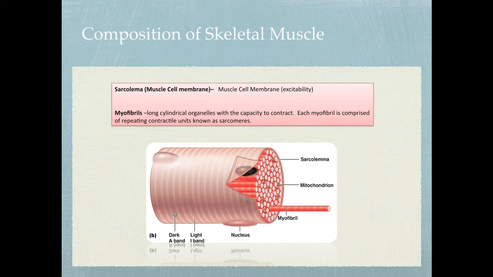Now, if you look within a muscle cell, you can see that it has several of these organelles, which are called myofibrils. You see the myofibril down to the lower mid-right. A myofibril is a long cylindrical organelle that has the capacity to contract. Each myofibril is comprised of repeating units called sarcomeres. Sarcomeres are the basic unit of skeletal muscle contraction.